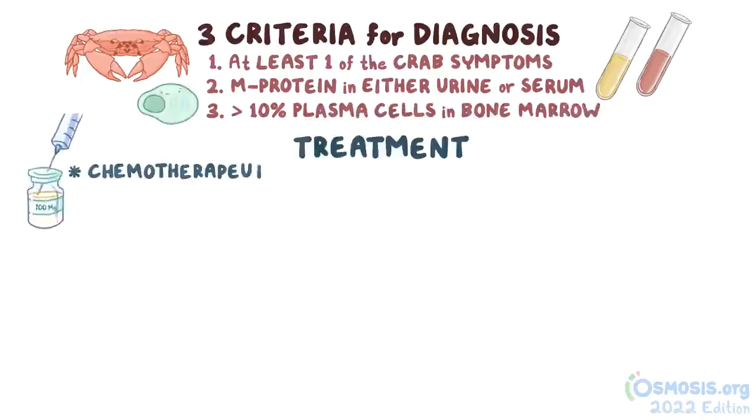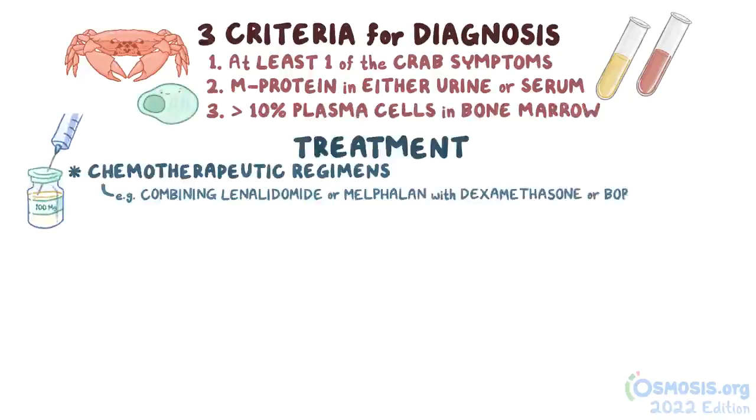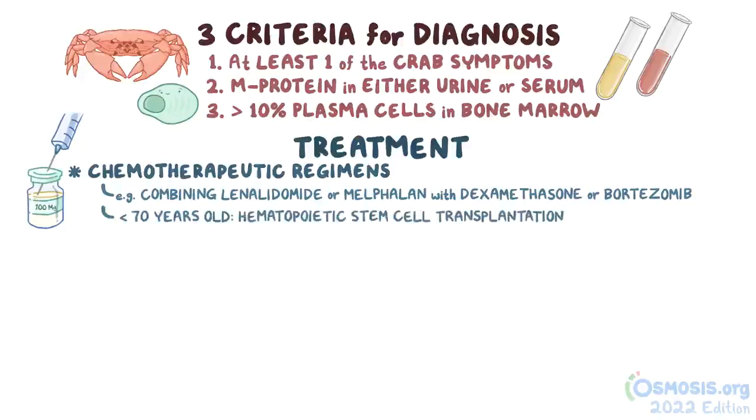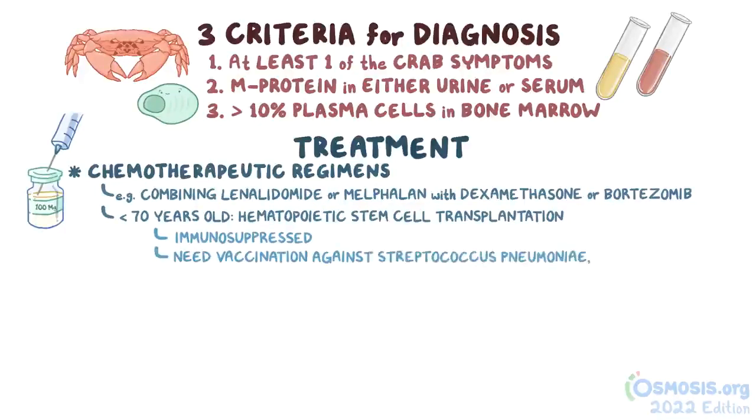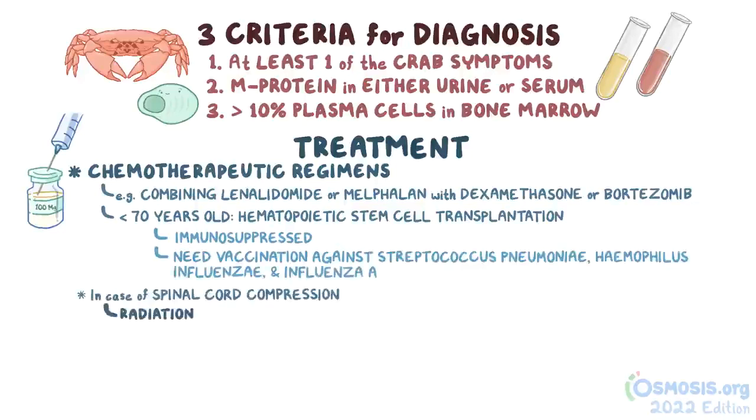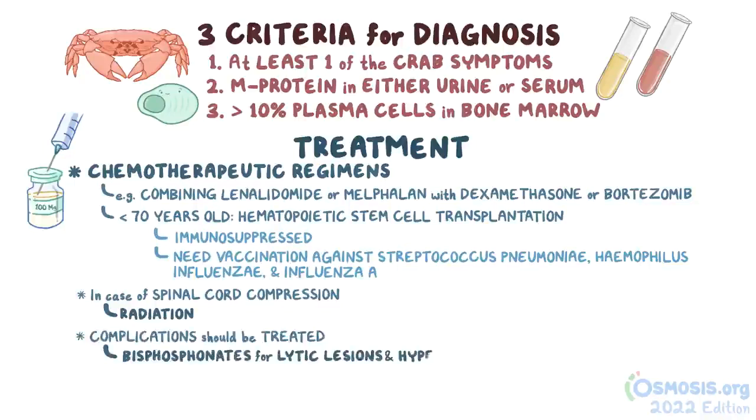Treatment includes chemotherapeutic regimens, like combining lenalidomide or melphalan with dexamethasone or bortezomib. Patients less than 70 years old may undergo hematopoietic stem cell transplantation. These patients are immunosuppressed, so they need vaccination against Streptococcus pneumoniae, Haemophilus influenzae, and influenza A. In case of spinal cord compression, irradiation is used to target the involved area. Finally, complications should be treated, like giving bisphosphonates for lytic lesions and hypercalcemia, and providing dialysis in cases of renal failure.